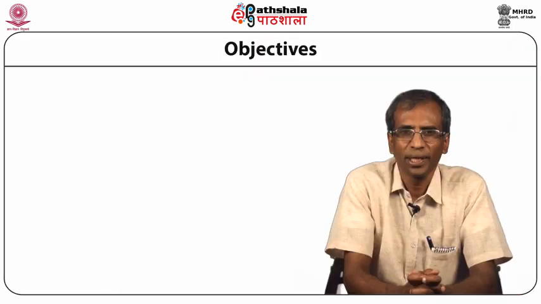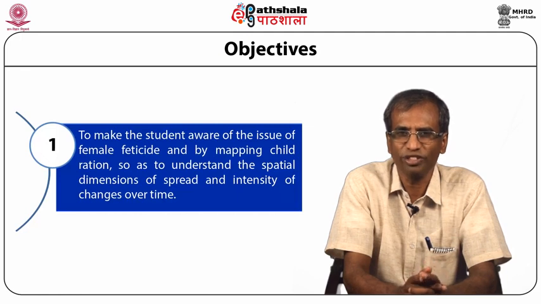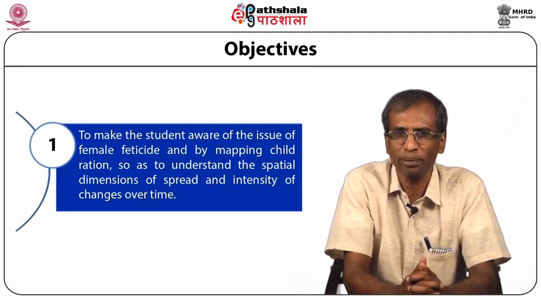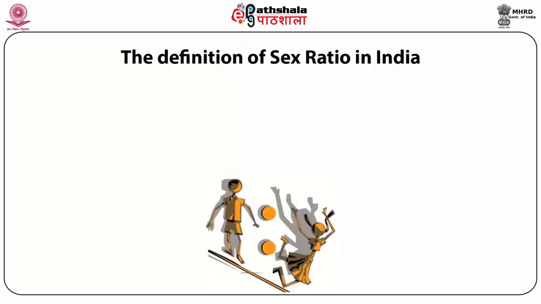Today we are going to talk on the module Mapping the Child Sex Ratio, the first part, under the paper The Stories that the States Tell. The objective of this module is to make the student aware of the issue of female feticide and, by mapping child sex ratio, to understand the spatial dimensions of the spread and intensity of the changes in sex ratio over time.